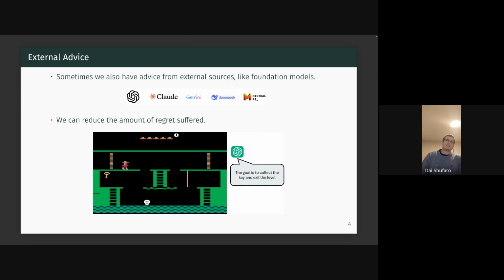Now, in this work, we're more focused on settings where we have external advice. Sometimes we might have advice from external sources. The most recent example can be found in foundation models, in large language models, like GPT, Claude, or Gemini. For example, in our video game example, we can use GPT to potentially reduce our required exploration, right? If we input this game frame into GPT, it can give us advice, for example, tell us what the goal of the level is, and thus potentially reduce our required exploration, and also reduce the amount of regret we potentially suffer. This hints at some sort of trade-off that exists between the information that we have and the regret that we will suffer.